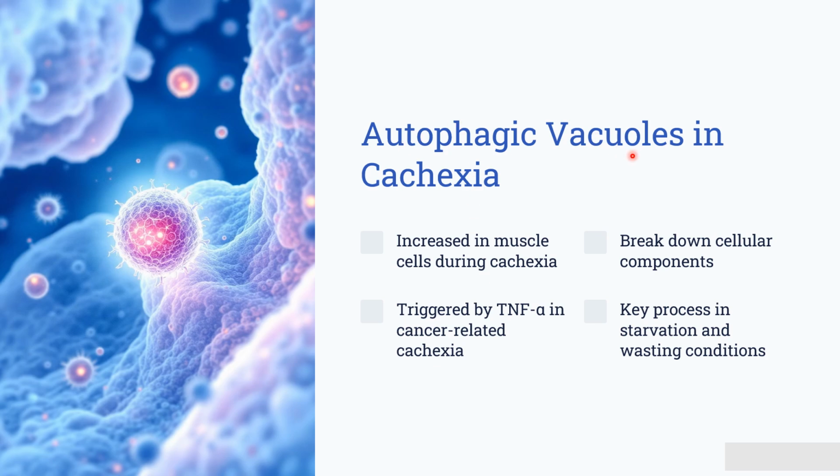There is a concept about autophagic vacuoles in cachexia. The autophagic vacuoles will be increased in muscle cells during cachexia. When does cachexia happen? It happens during starvation and wasting conditions, as well as in cancer, isn't it? This cachexia is triggered by TNF alpha. The TNF alpha causing cachexia will break down the cellular components.